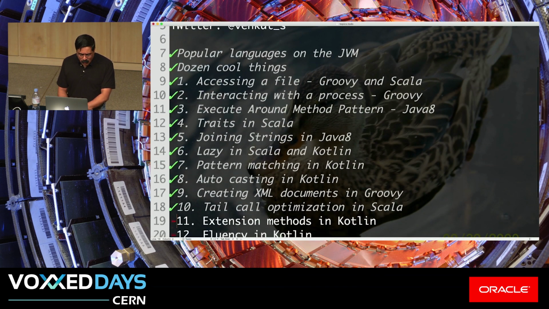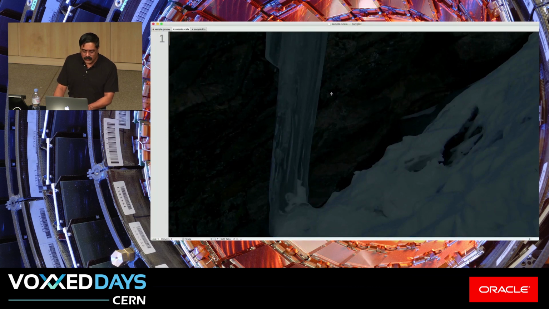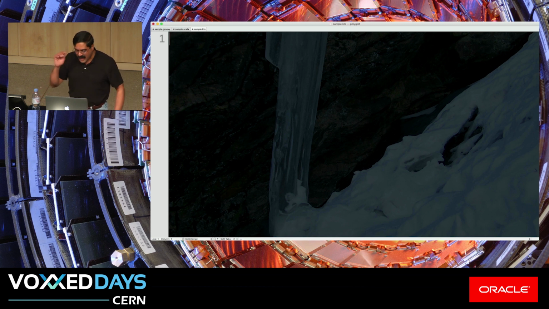Well, I want to give you 2 more tips over here. The next one I want to talk about is an extension method in Kotlin. Now, if you're used to languages like Groovy, you know you can inject methods into classes. Well, in Kotlin, being a statically typed language, you can actually have extension methods too. In fact, this is used a lot within the Kotlin library itself.